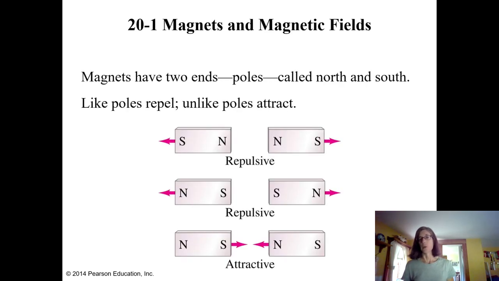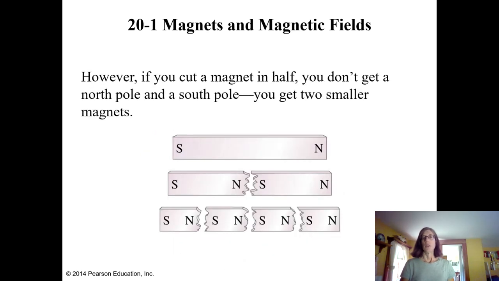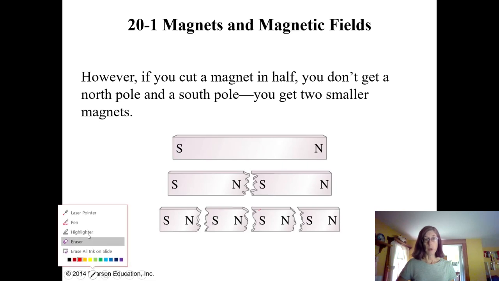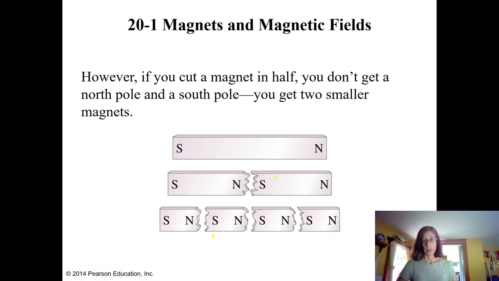So magnets have 2 poles. You've all probably seen this in elementary school, a north and a south pole, and like poles repel and unlike poles attract. So these diagrams are just showing you the difference between the attractive and the repulsive forces. If you cut a magnet in half, you don't get a north pole and a south pole, you just get 2 smaller magnets. So you can theoretically just keep cutting a magnet apart and you'll continue to get smaller and smaller magnets here with both a north and a south pole.